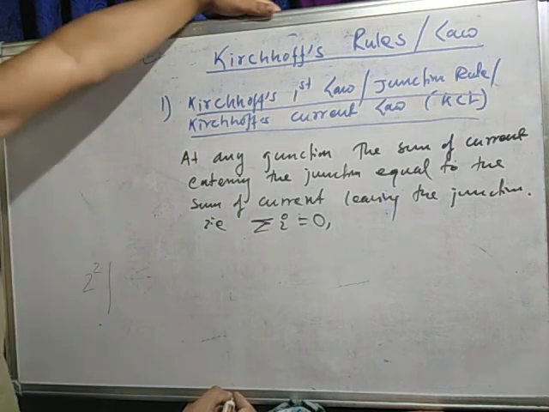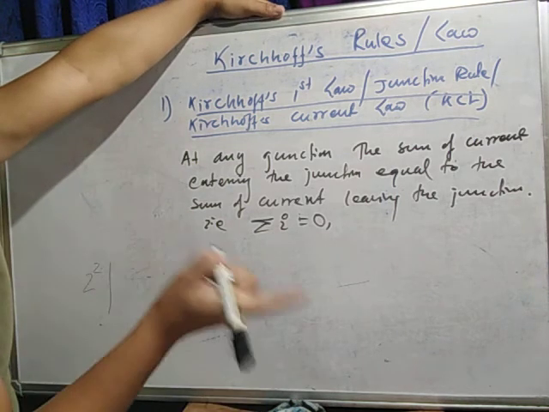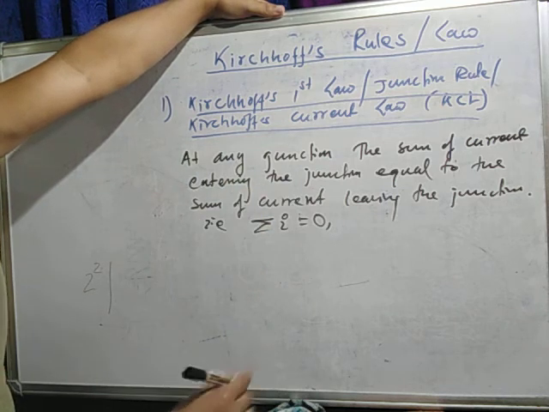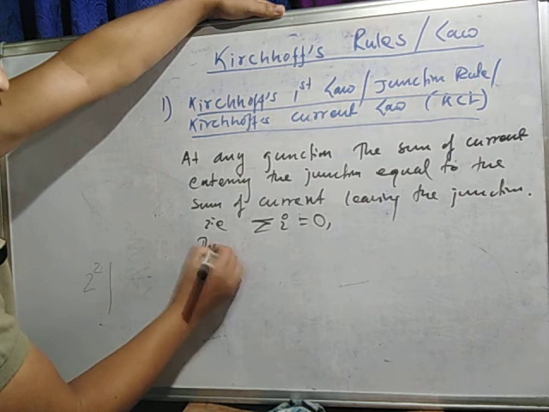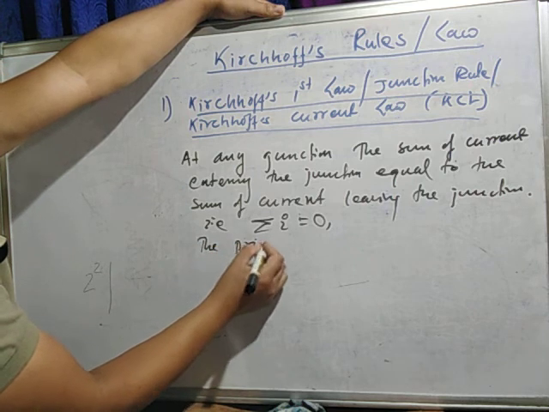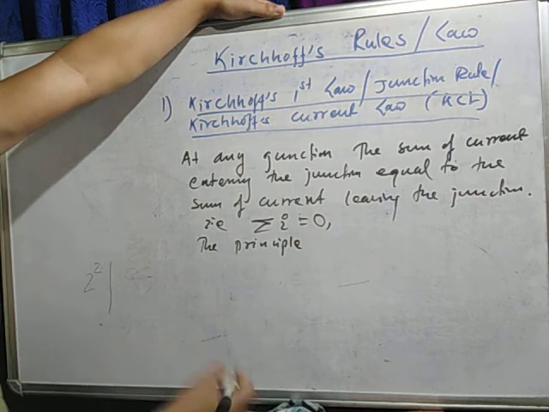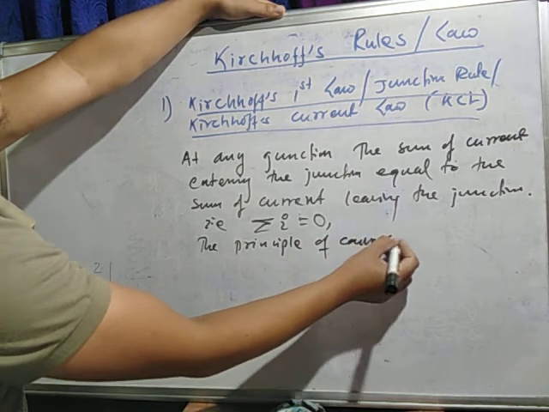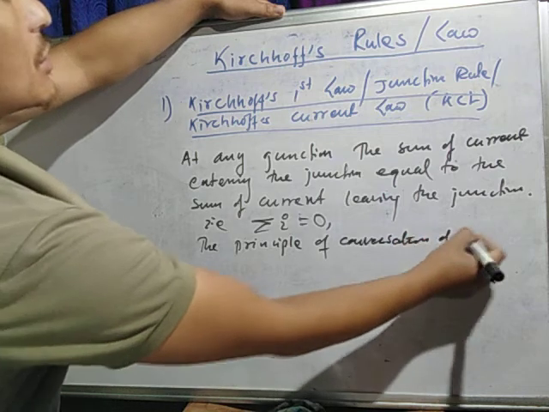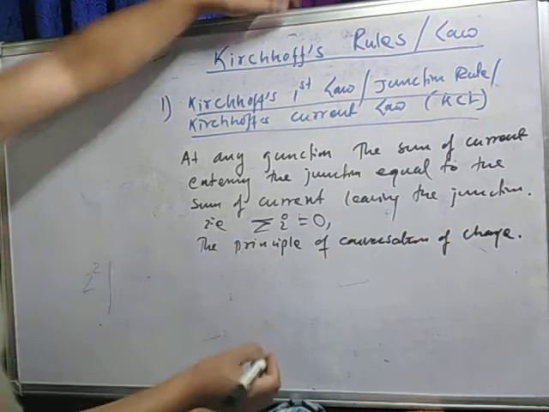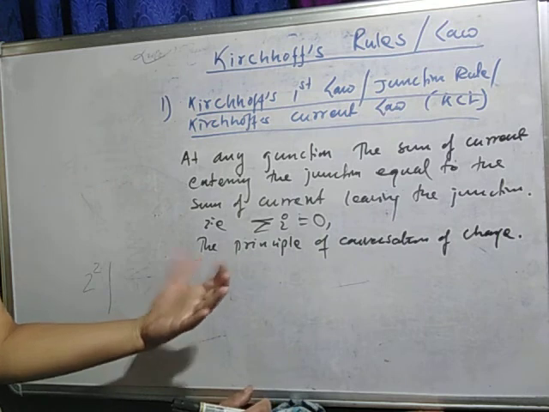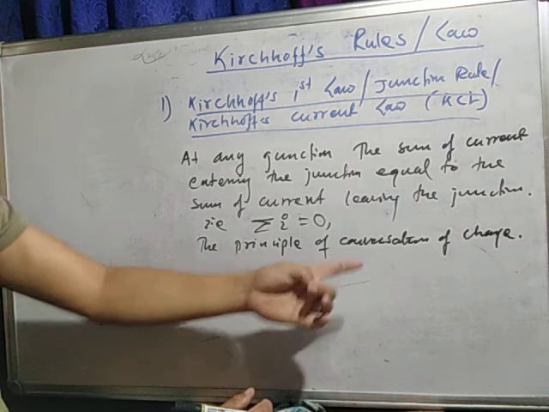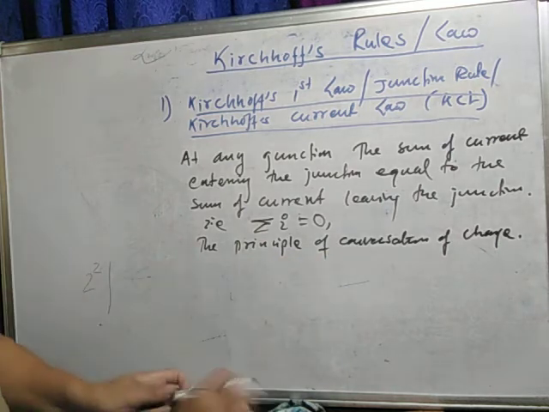Next write down the principle. They may ask it for 1 mark: on which principle is this law based? Write down the principle: it is based on the principle of conservation of charge. The second rule or second law is based on conservation of energy. This one is conservation of charge.